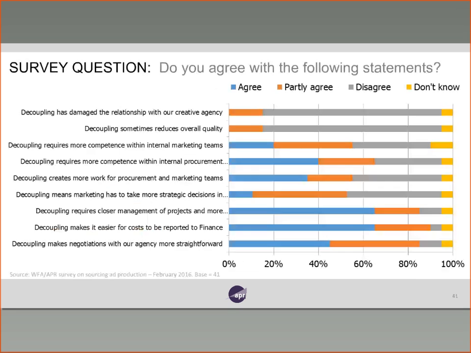Right. And we've just got a couple more slides here. One of the other survey questions is, do you agree with the following statement: has decoupling damaged the relationship with our creative agency? And overwhelmingly, people disagree. It's not the case. We've seen very few instances where it has damaged the relationship, and it has not damaged the creative either. We have plenty of examples of clients working in a decoupled model who are still working very well with their creative agency, and they're winning creative awards. So it doesn't damage the creative integrity, and it doesn't damage the relationship with the agency.